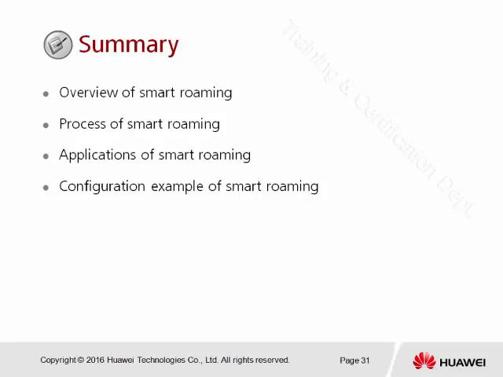The process of smart roaming: how it processes in smart roaming mode. And also these are some of the applications for smart roaming. The last one is a configuration example for smart roaming. To do that is very simple. What we need to do is just go to the RM profile and enable it. Once you enable it, don't forget to select the frequency band you want to enable smart roaming on.